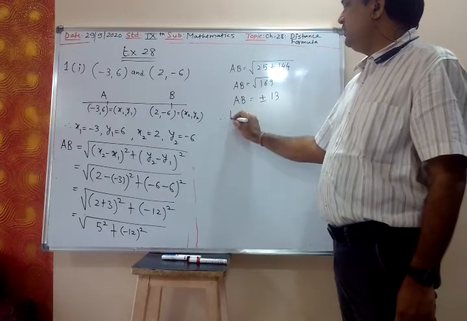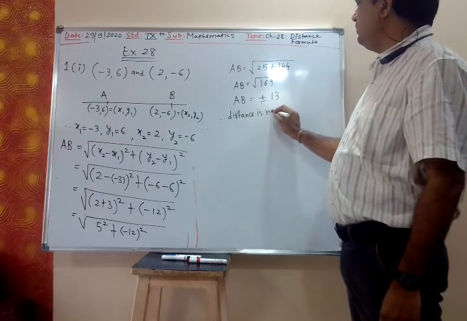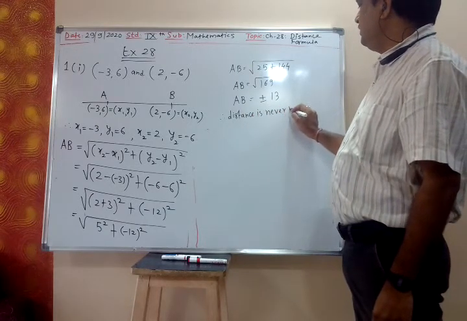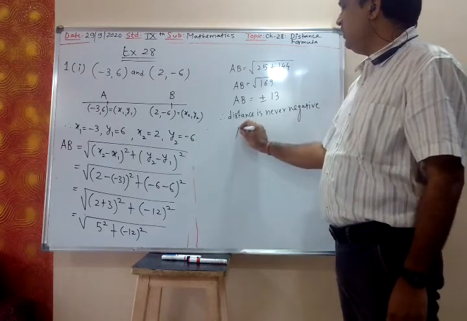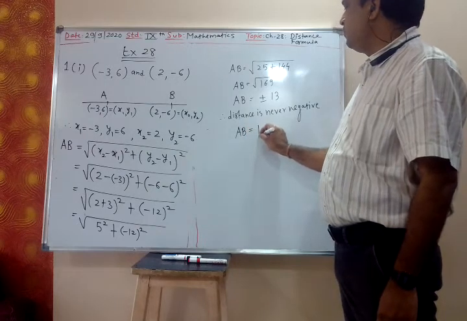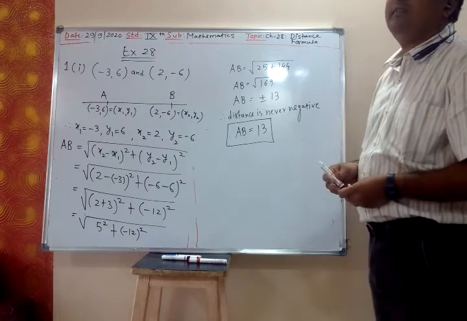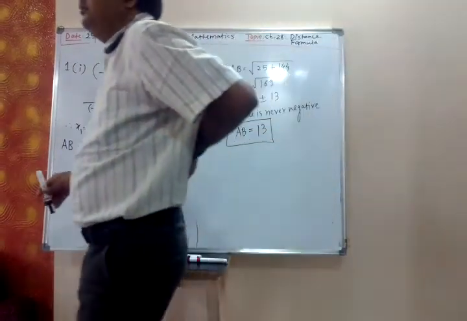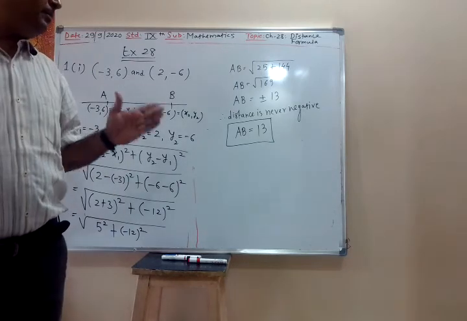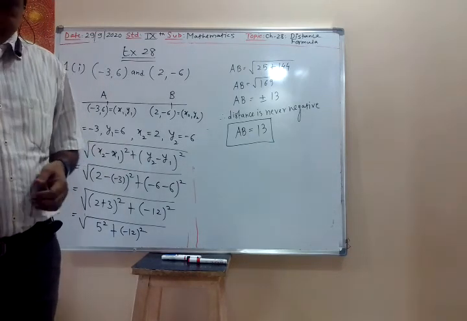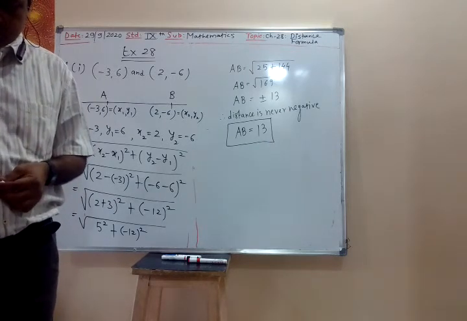Since distance is never negative, it can be 0, but not below 0. Out of plus minus, we take AB as plus 13 because distance is never negative. So in the same way you will do the second and third.